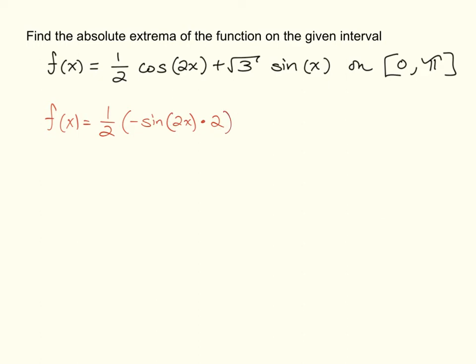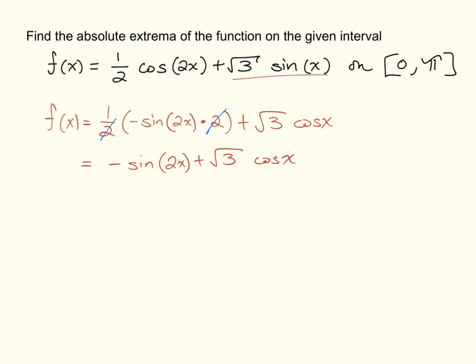On to the second term. The square root of 3 sine x turns into the square root of 3 cosine x. So with a little simplifying, you can see that the 1/2 and the 2 reduce away. And so we have a derivative that is negative sine of 2x plus square root of 3 cosine x.